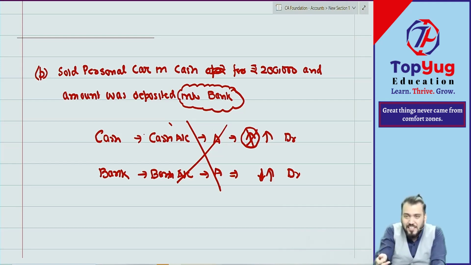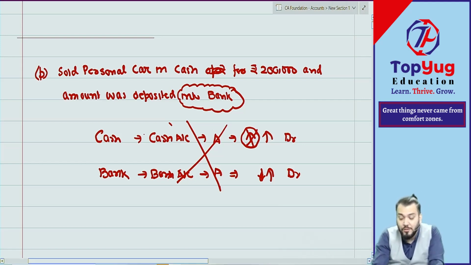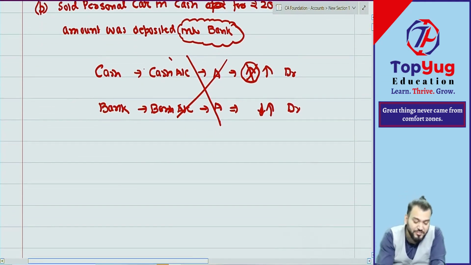Cash account is also an asset, bank account is also an asset. So both cannot increase. Means something is wrong here. Okay. Coming to the other answer. How many are saying cash is decreasing? Decreasing. Yes. So what about bank?